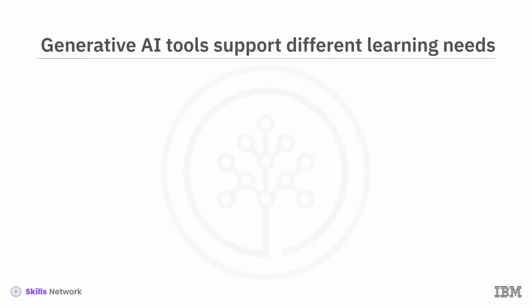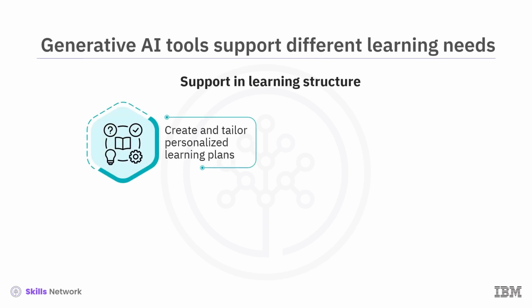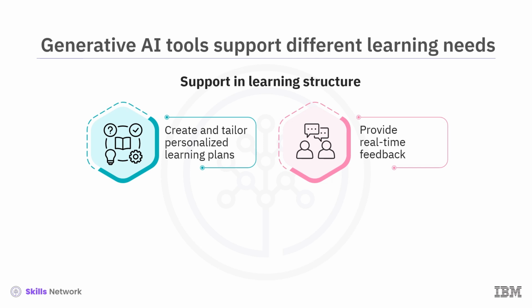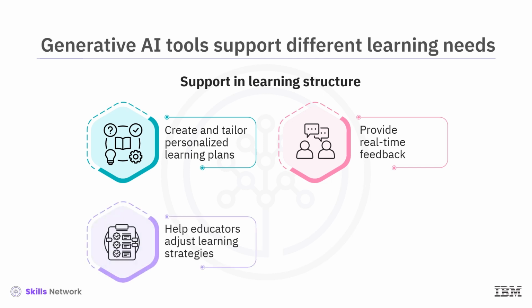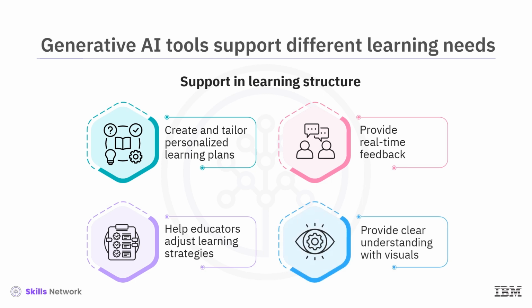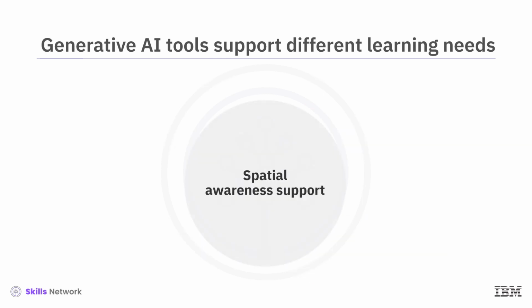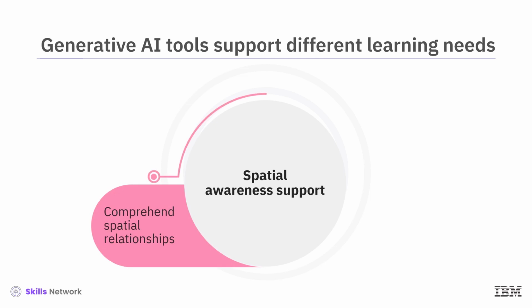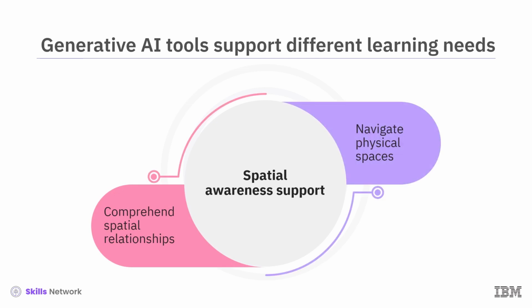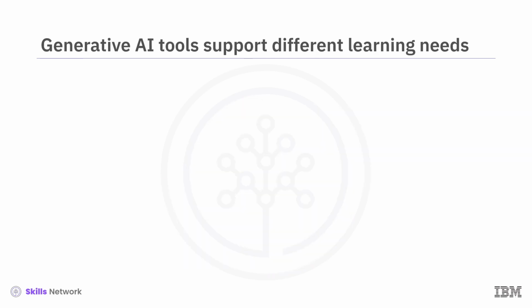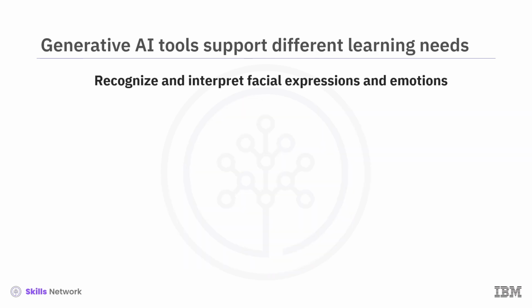Generative AI in special education also helps to develop learning structure and organize the learning information. It can create and tailor personalized learning plans by analyzing learners' performances based on their specific requirements, capabilities, and preferences. It can provide real-time feedback on learners' progress and improvement areas, helping educators adjust learning strategies and offering intelligent tutoring systems. Generative AI enables learners to comprehend spatial relationships and navigate physical spaces through AI-powered descriptions and guidance. It also assists learners in recognizing and interpreting facial expressions and emotions in social interactions.